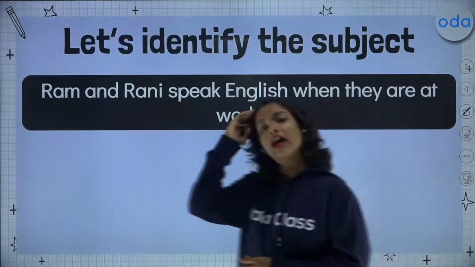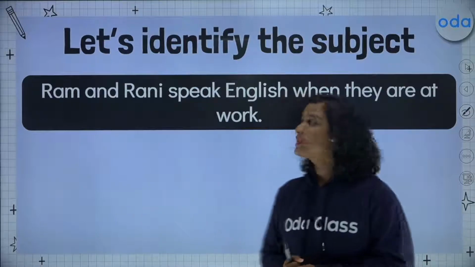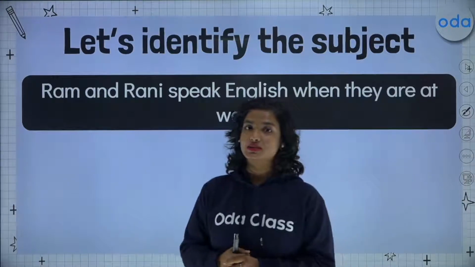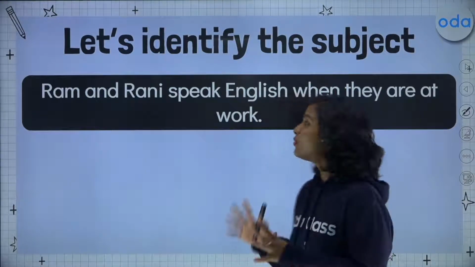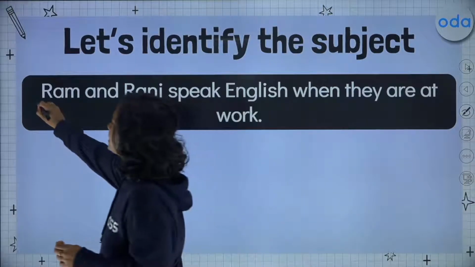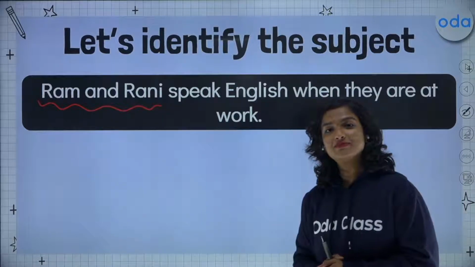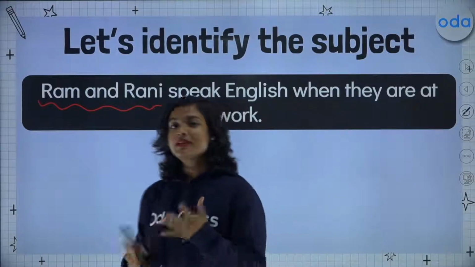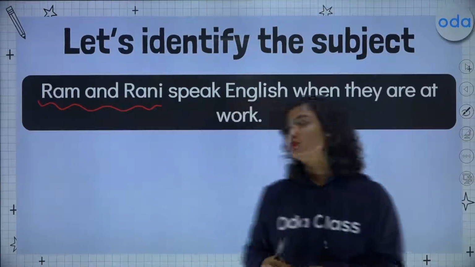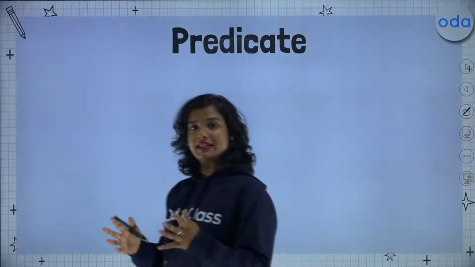So if we have the subject, which is what the sentence is about, what about the rest of the sentence? I want you all to first identify the subject in this sentence. Ram and Rani speak English when they are at work. I want you to figure out what is the subject in this sentence. Who is the one performing the action? That's Ram and Rani. So Ram and Rani, two people that are performing the action of speaking in English when they are at work. Now, like I said, let's move on to the rest of the sentence.